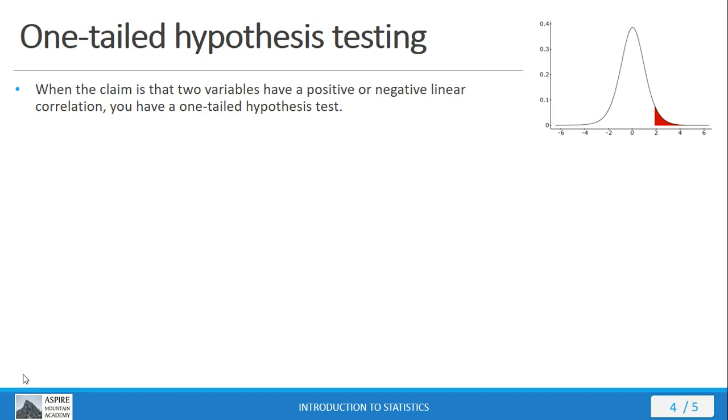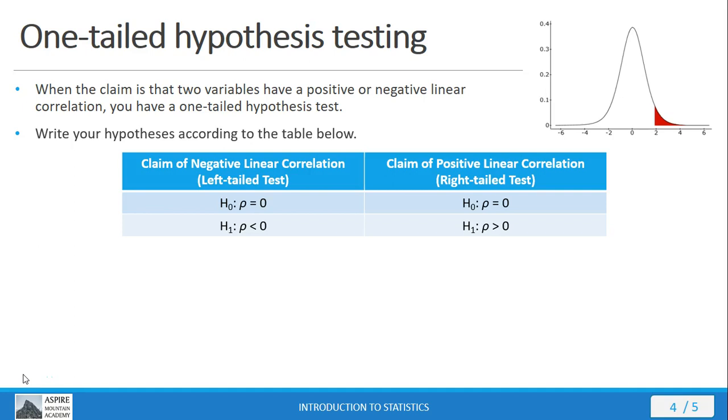Let's take a look at one-tailed hypothesis testing. When the claim is that two variables have either positive linear correlation or negative linear correlation, then you have a one-tailed hypothesis test. So you're going to write your hypotheses in this fashion.